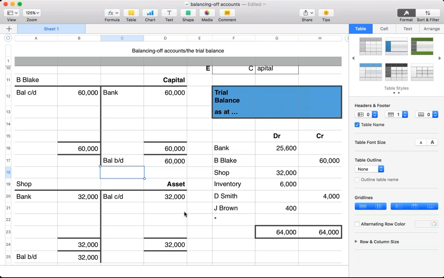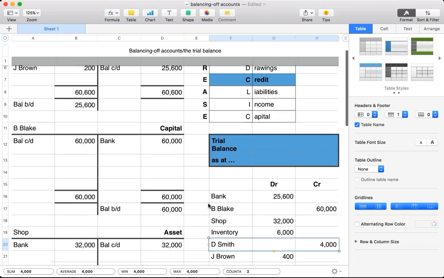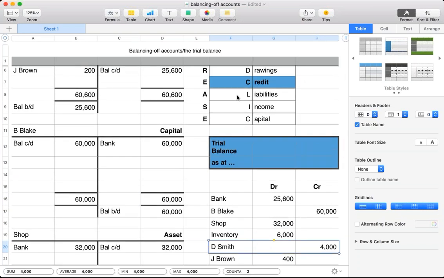So Sharon says to me, D. Smith, are they a creditor? Absolutely right, Sharon. They are definitely a creditor. So we owe £4,000 to D. Smith. D. Smith's a liability. So yeah, creditor is a liability, which, as you'll see here, is normally a credit balance.